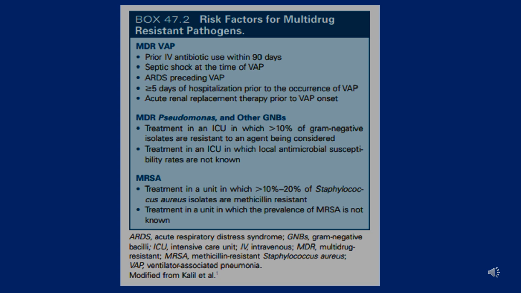The risk factors for methicillin-resistant Staphylococcus aureus include the following. 1. Treatment in a unit in which 0.10% to 20% of Staphylococcus aureus isolates are methicillin resistant. And 2. Treatment in a unit in which the prevalence of methicillin-resistant Staphylococcus aureus is not known.